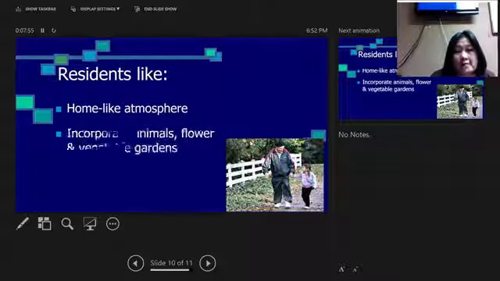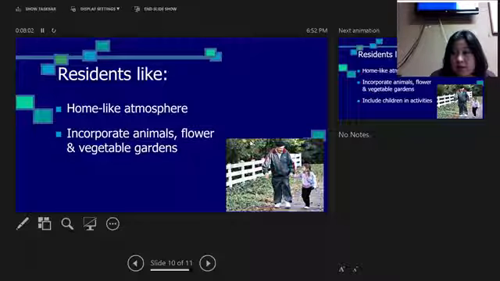Residents like a home-like atmosphere. We can incorporate animals. Sometimes we bring in pet therapy for them to play with. Some facilities, assisted livings, let them bring their own pets. We can incorporate flowers, help them to water them. They have vegetable gardens that grow outside. If the residents want to do gardening, they can plant flowers outside and plant vegetables and grow things.